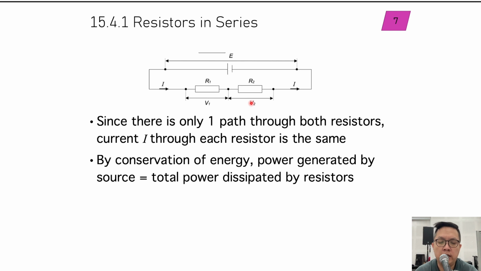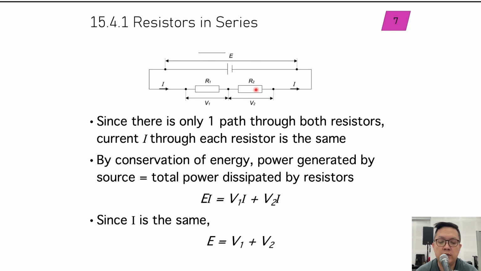Okay, so we have learned in the first part, conservation of energy, power generated by source is equal to the total power dissipated by resistors. So whatever power that is generated from this source E is equal to the total power dissipated across each of the resistor R1 and R2. Okay, so we can write EI equals to V1I plus V2I because power is just potential difference multiplied by your current, right? Then since I is the same, we can strike off the I, so we get E equals to V1 plus V2. So this is a convenient formula that is similar to our Kirchhoff's second law, the conservation of energy. Whatever EMF is present is equal to the total potential drop across the resistors.